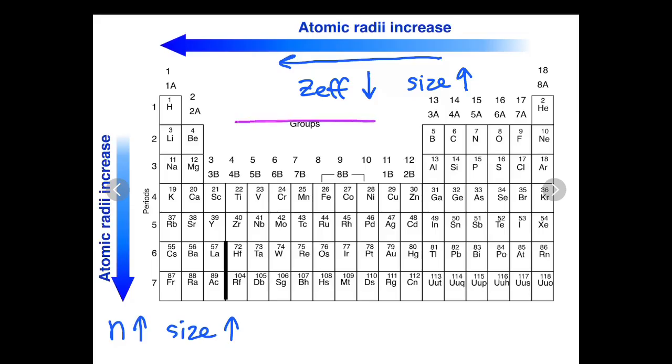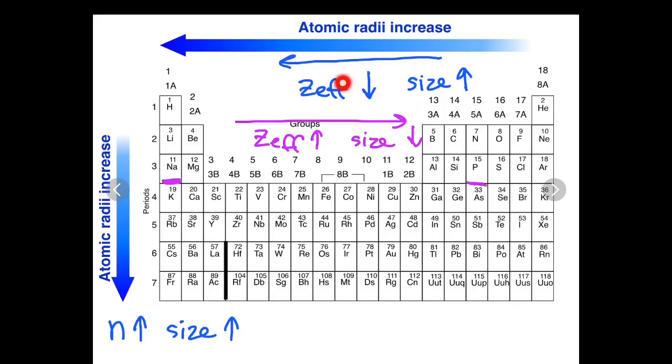So if you go the opposite way, from left to right, of course, effective nuclear charge would be on the opposite, higher. So we already compared between sodium and phosphorus. Therefore, the size would be lower, smaller.